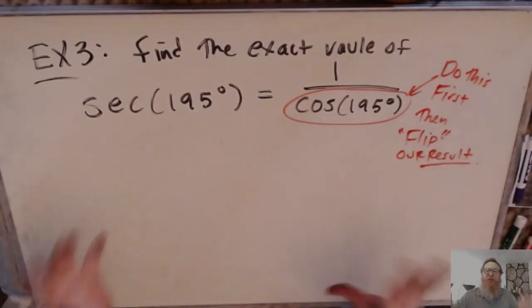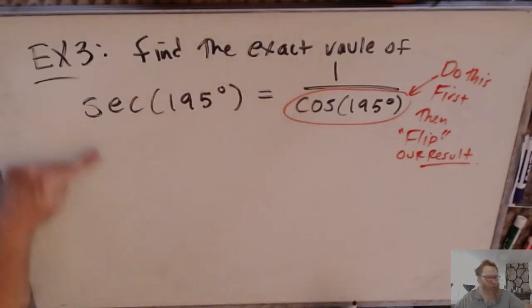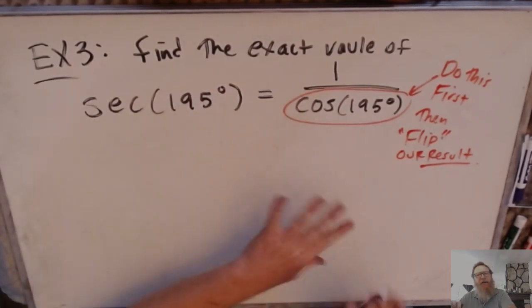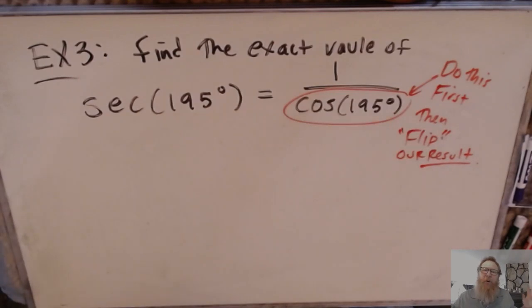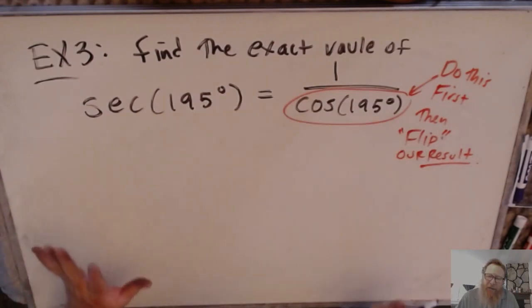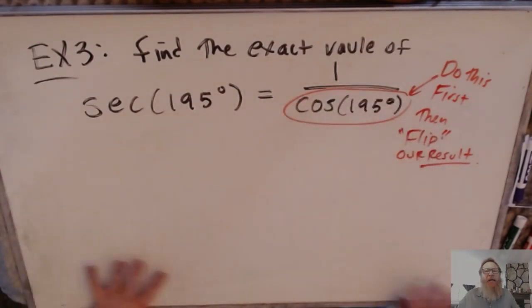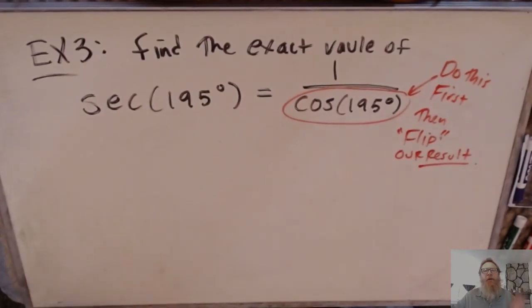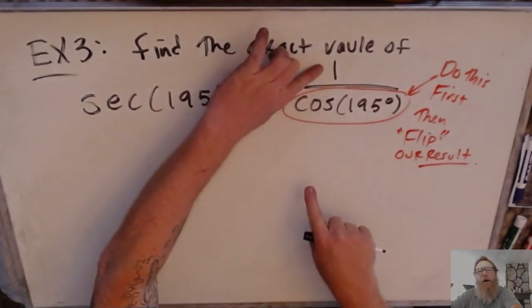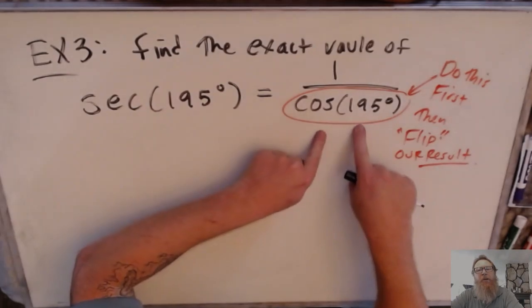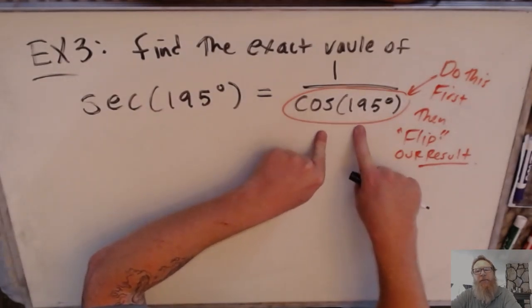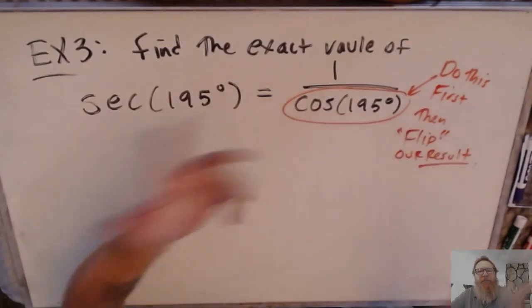Now, you could do this. You could write 1 over cosine, 1 over cosine, and just carry along that 1 with you the whole time. That gets very annoying and takes up a lot of my limited space here on my whiteboard. So I'm going to ignore the 1. I'm going to solve the cosine of 195 degrees. I'm going to evaluate it, and then I'm going to flip my answer.